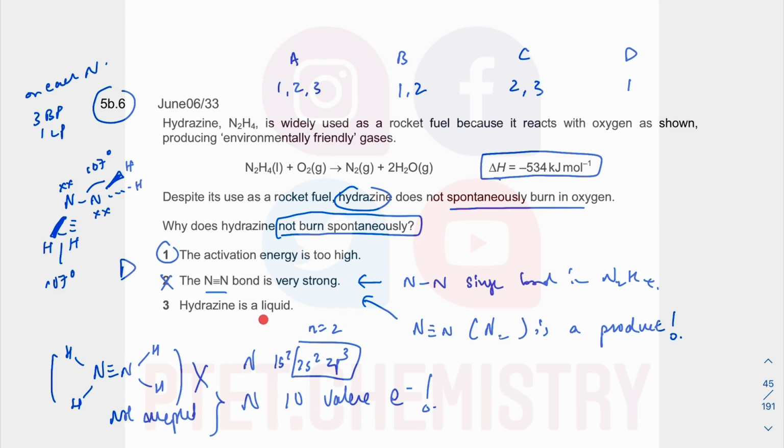Okay, so hydrazine is indeed a liquid at room temperature and pressure, but this does not explain why it does not burn spontaneously, so always relate to whatever they're asking you.